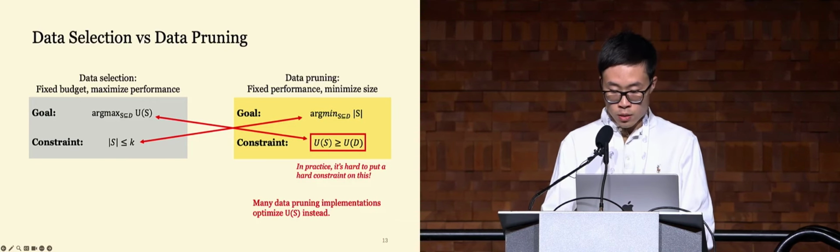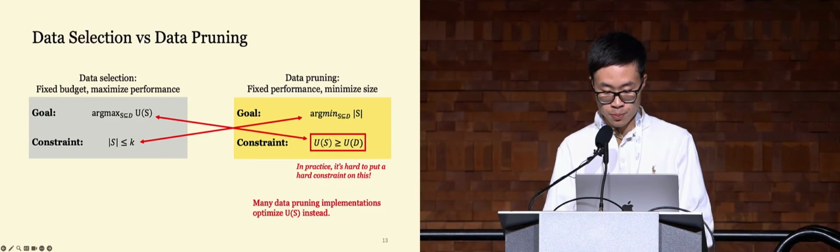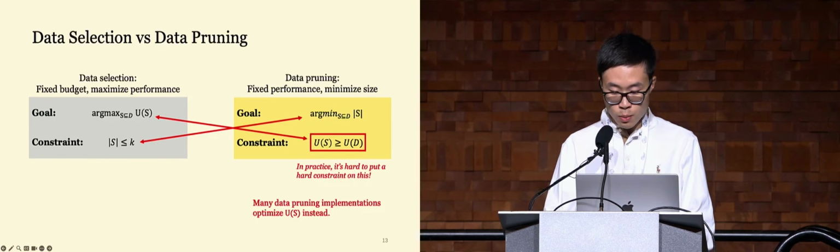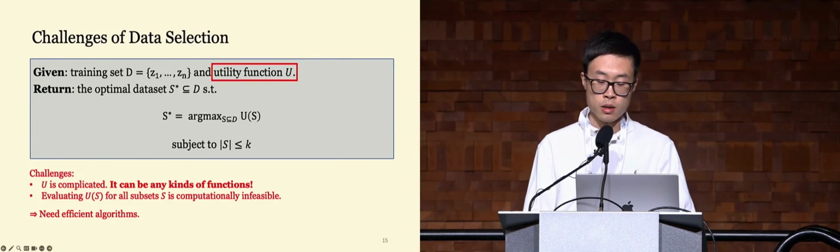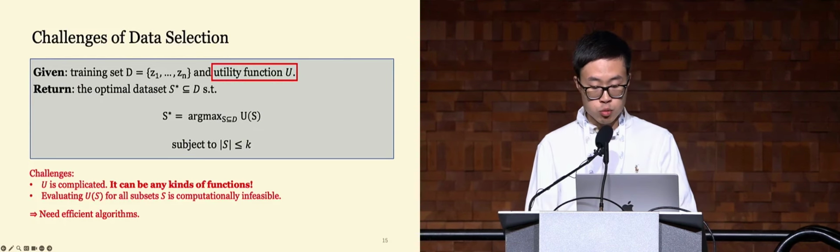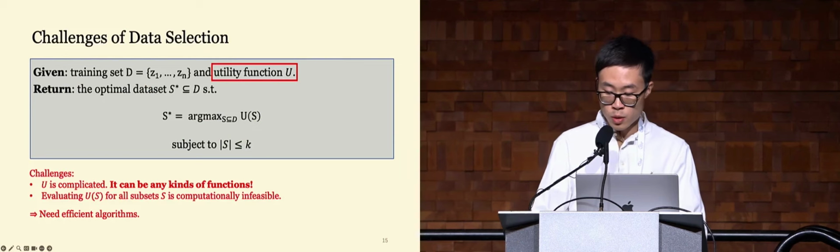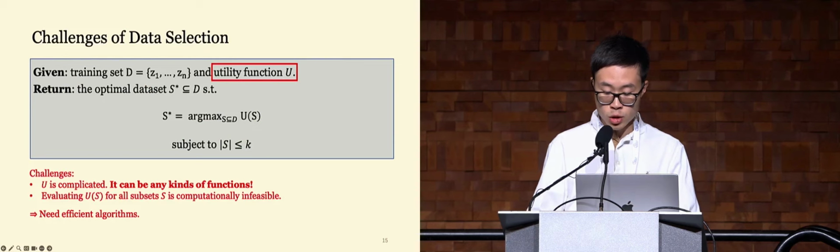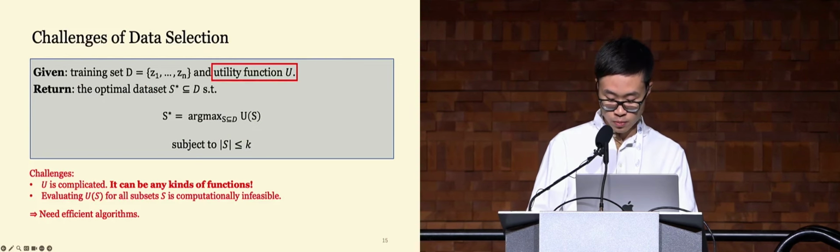As a comparison, data selection and data pruning exchange their optimization objective and constraint. Both approaches deal with the trade-off between model performance and dataset size, but emphasize different aspects. However, in practice, maintaining the hard constraint on the utility is very challenging. Therefore, many data pruning algorithms actually focus on optimizing the utility instead, which is essentially the same as data selection.